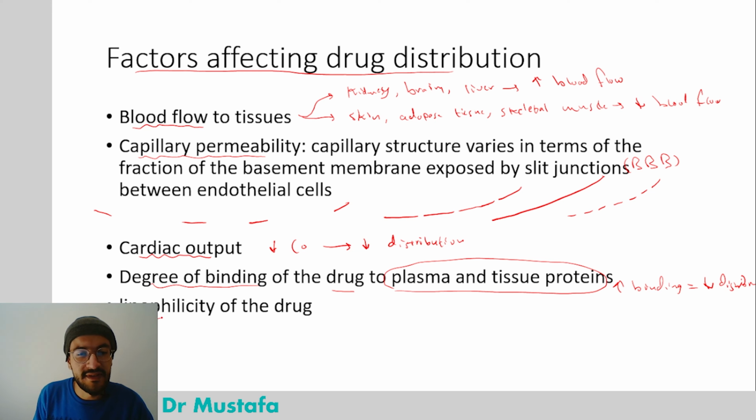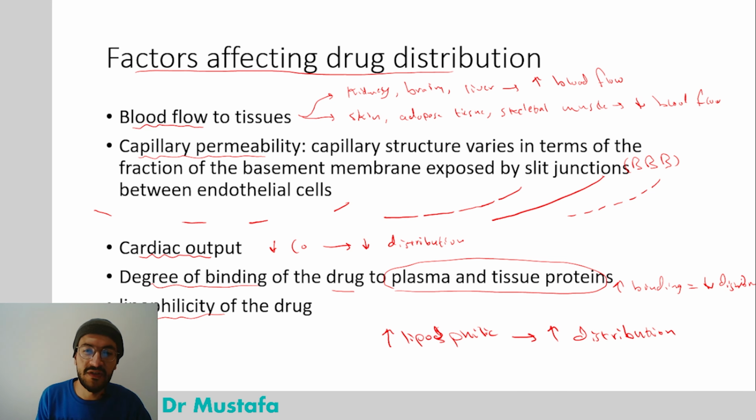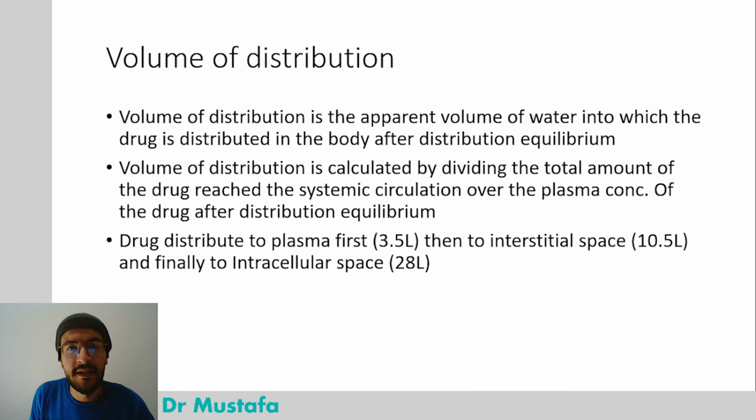We also have lipophilicity of the drug. The more lipophilic the drug is, the more distribution it would have to fluid compartments. And as explained in the drug absorption video, a lipophilic drug would cross membranes better than a less lipophilic drug, so it would have more distribution because it's going to cross the barriers better than the less lipophilic drug. Now let's talk about the volume of distribution.